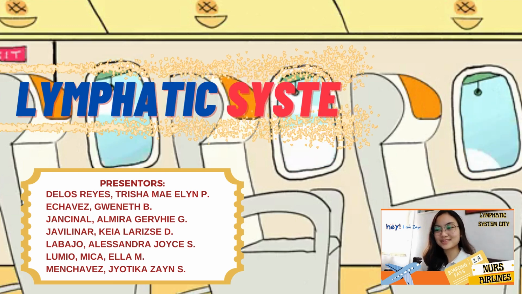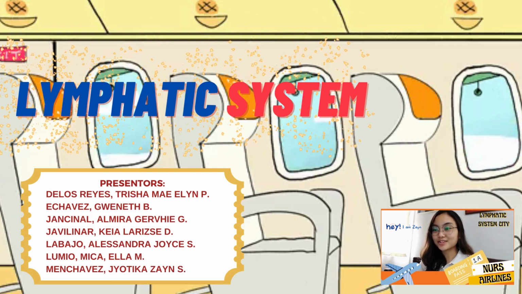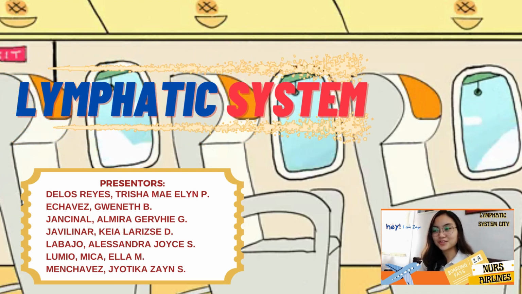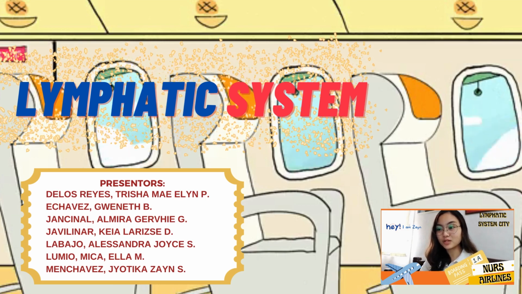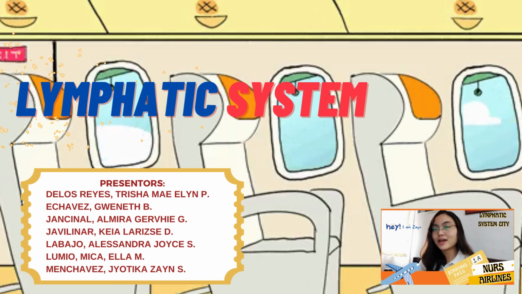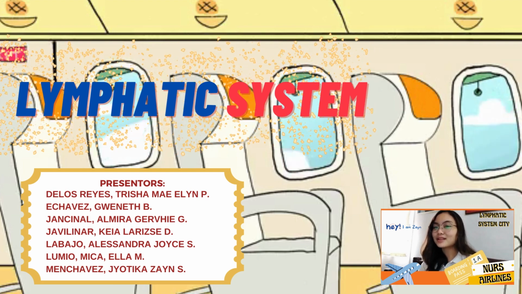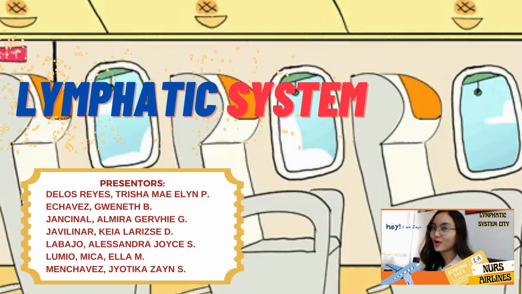There are excess interstitial fluids that are transported through our blood, as well as various infections that can attack our body system. But have you ever considered how these escaped fluids from the cardiovascular system are transported back to the blood, and how our body defends itself against infection and diseases that we may encounter? Well, this presentation would be all about the lymphatic system.